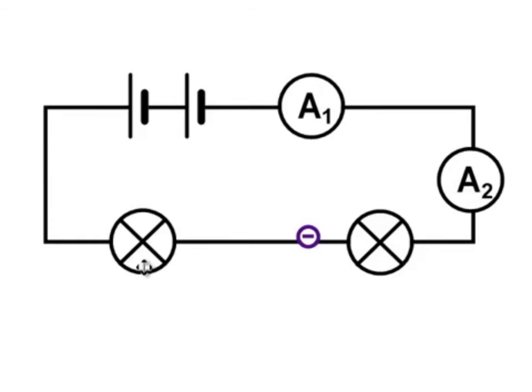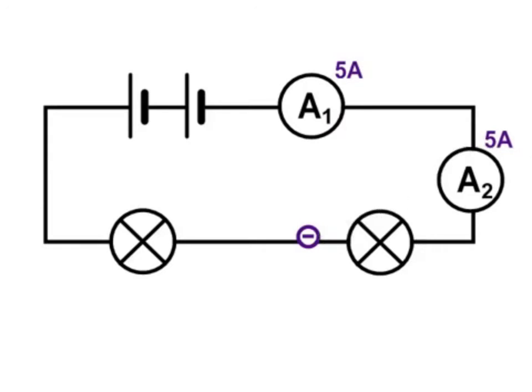And if all the electrons do this, it means the current through the first ammeter and the current through the second ammeter is going to be the same. Let's say the current through this ammeter is 5 amps, and the current in this part of the circuit is also going to be 5 amps.